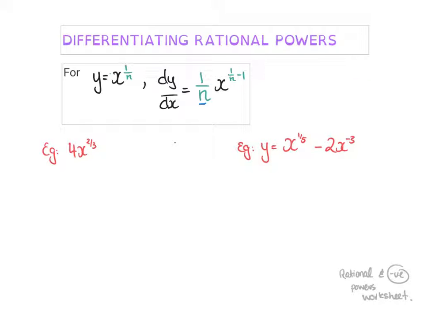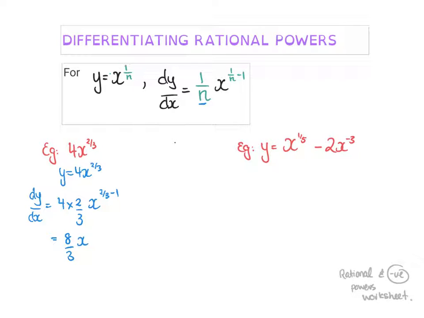Here we've got y equals 4x to the power of 2 over 3. If we were finding dy/dx, we're going to say it'll be 4 times the power, which is 2 over 3, and then it's the power, you minus 1. So if you multiply this out, you get 8 over 3x.